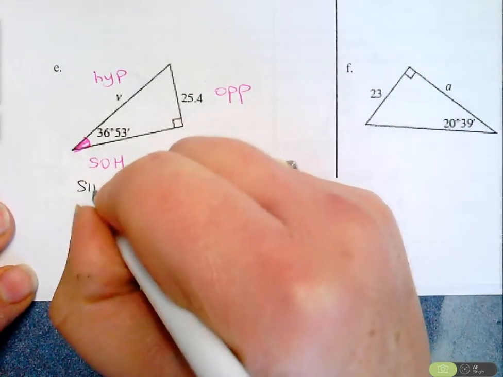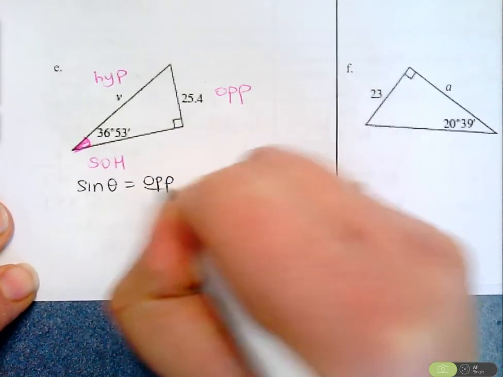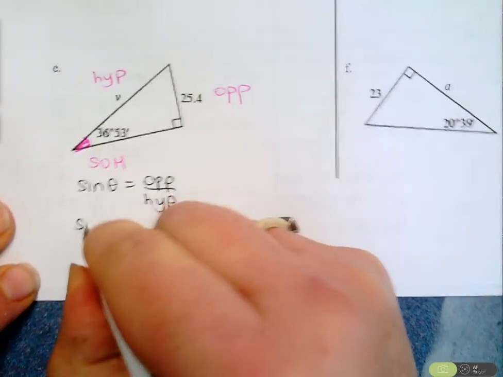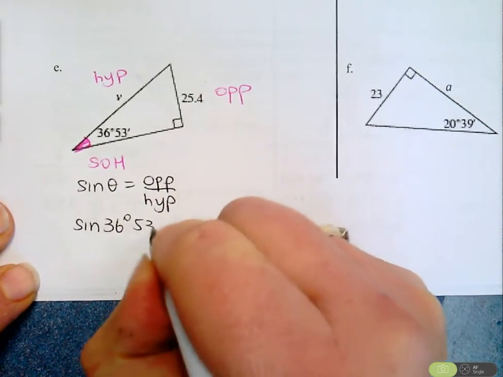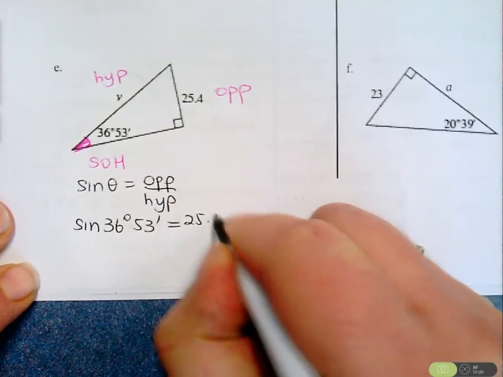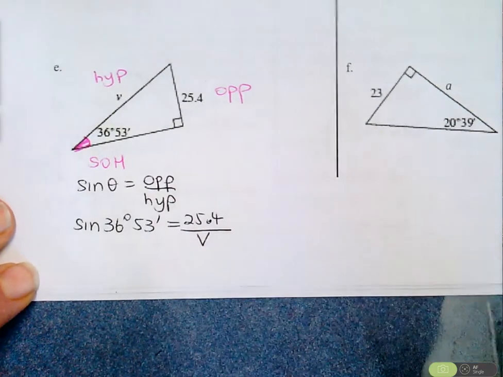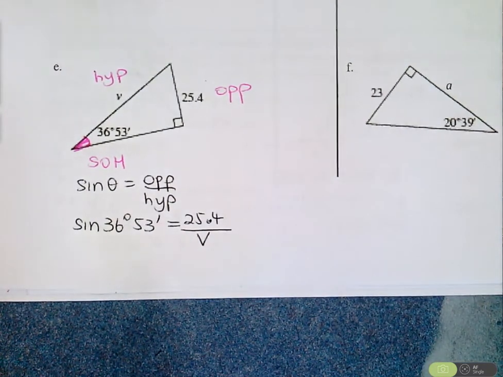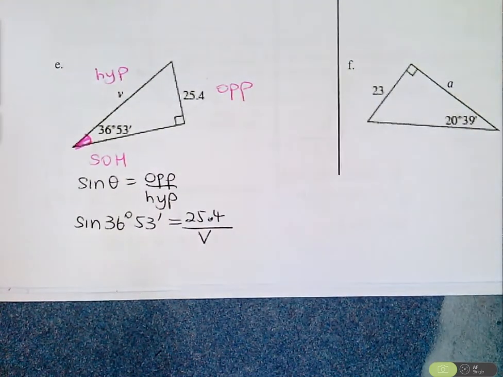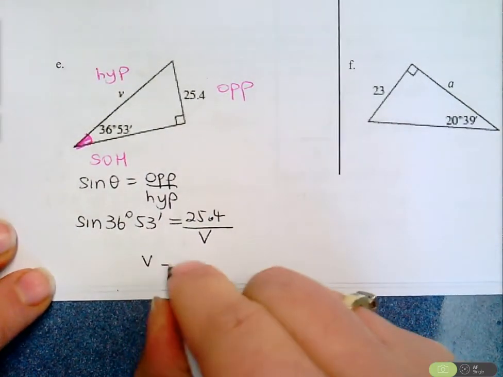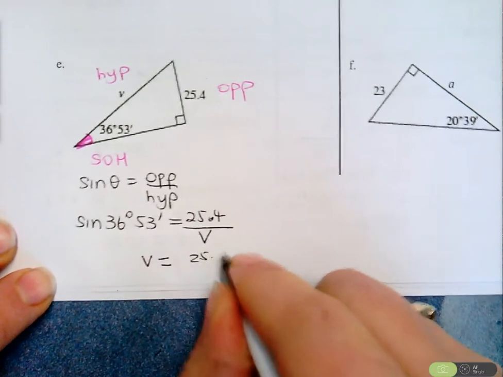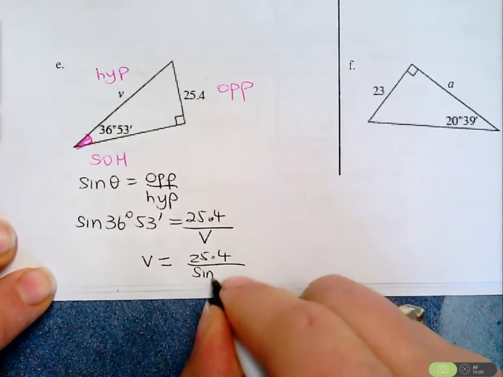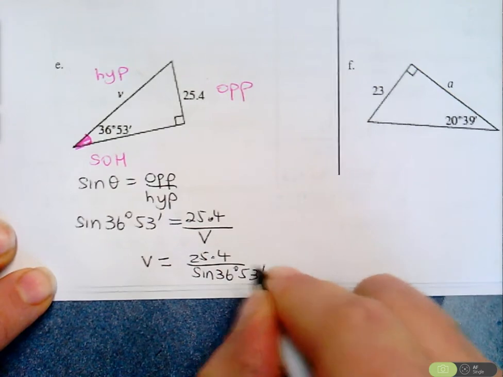So I've got sine theta is opposite over hypotenuse. Sine of 36 degrees, 53 minutes is opposite, 25.4, over hypotenuse, V. Pronumerals on the denominator. See, girls, you don't ever want the pronumeral on the denominator because you're not working out what it is. You're working out something divided by it. So what do I do, girls? V is 25.4 divided by sine 36 degrees, 53 minutes.